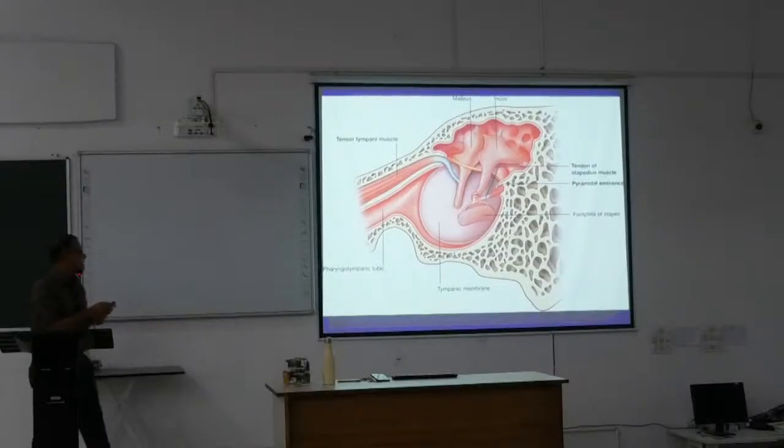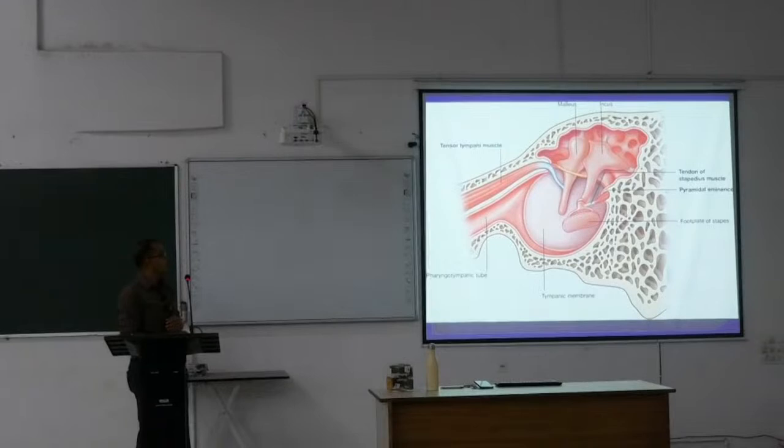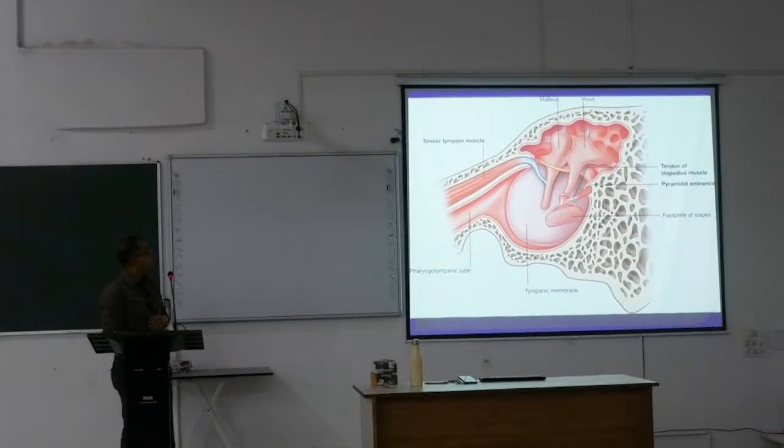So this is how you can see that the two muscles are anchored. This is the anterior wall. We have the tensor tympani muscle coming out, making a loop and getting anchored into the malleus. This is the malleus, which is anchored to the tympanic membrane, and you are looking from the medial wall. The tensor tympani is anchored to the handle of the malleus. Whenever this muscle contracts, the malleus pulls back or moves back.